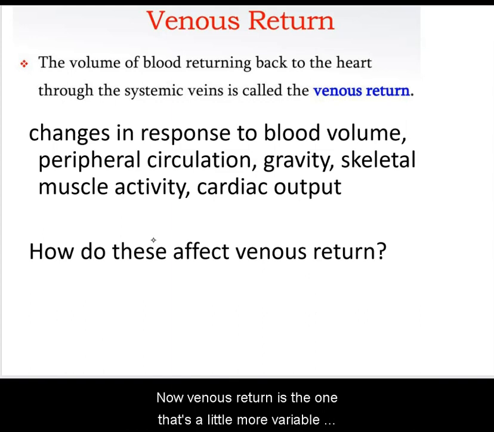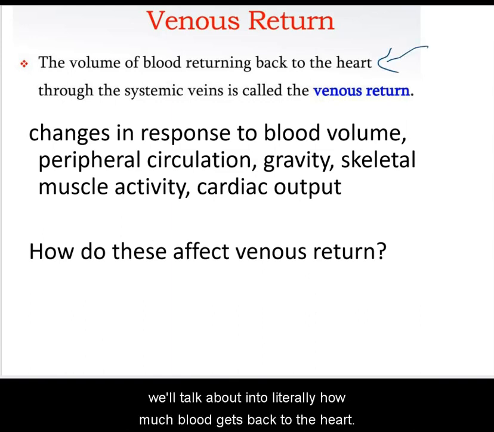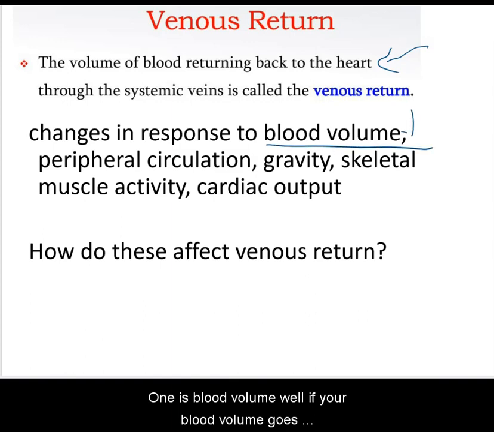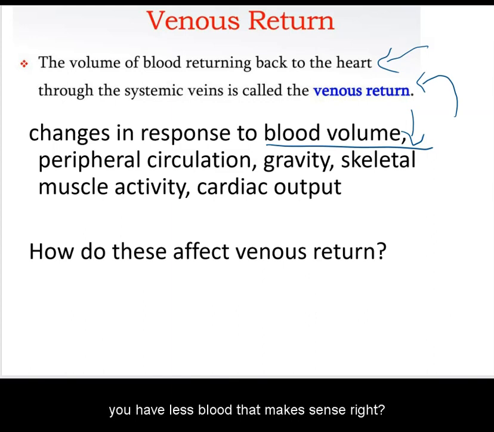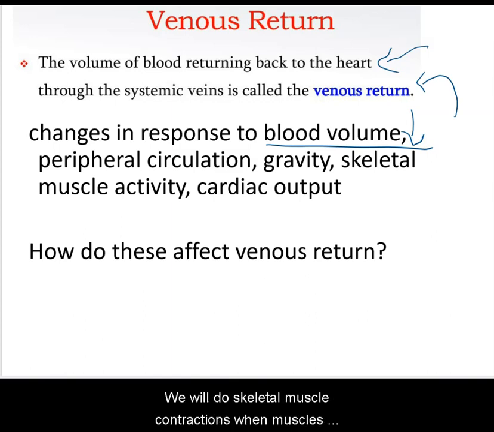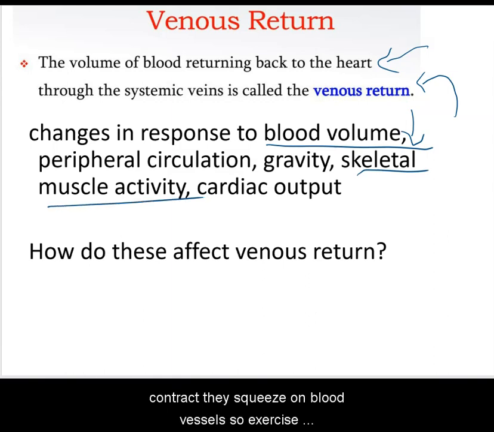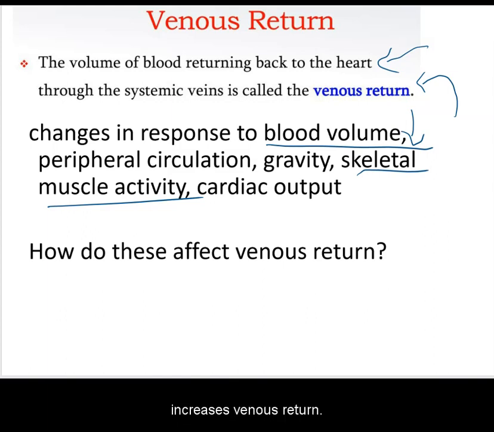Now, venous return is the one that's a little more variable, we'll talk about. And it's literally how much blood gets back to the heart. There are several factors that affect venous return. One is blood volume. Well, if your blood volume goes down, then your venous return goes down because you have less blood. That makes sense, right? We'll do skeletal muscle contractions. When muscles contract, they squeeze on blood vessels. So exercise increases venous return.